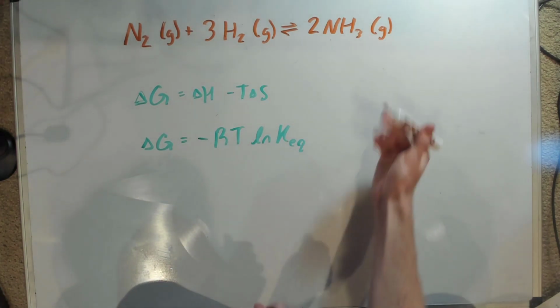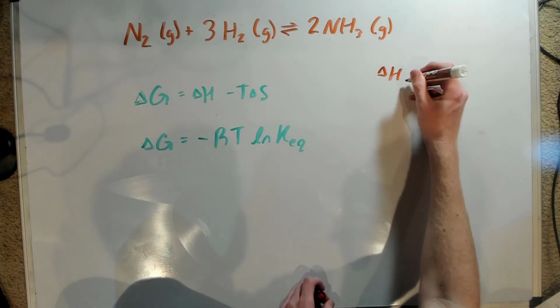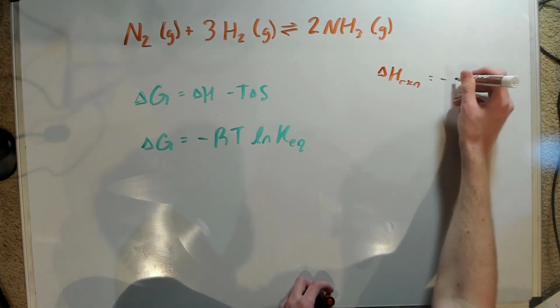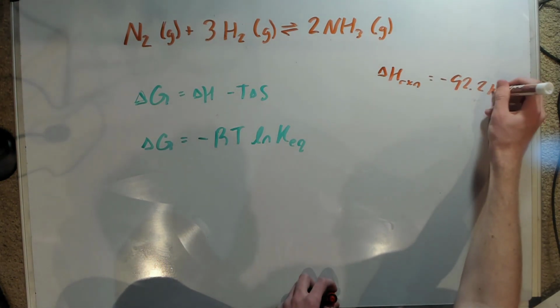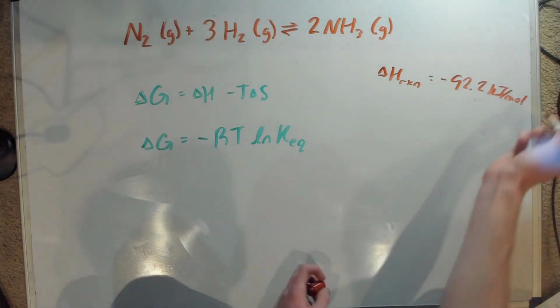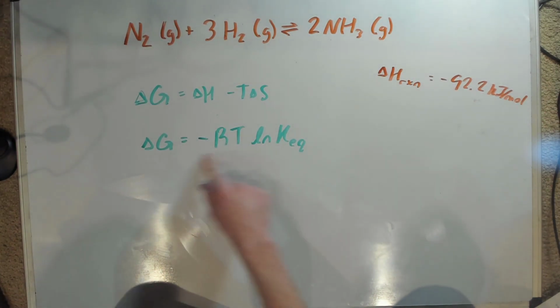Again, we're going to have our change in H of the reaction equal to negative 92.22, not 92, kilojoules per mole. Okay. Let's talk about it in terms of this now.